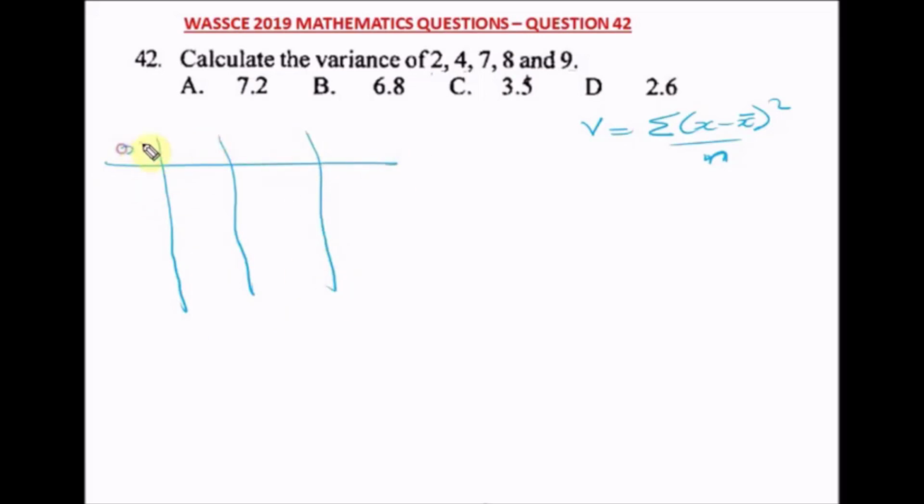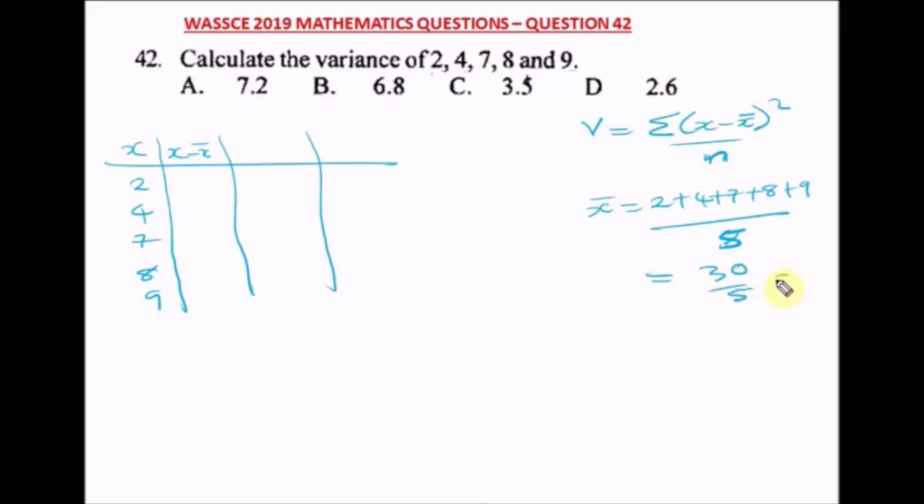All right, where we have our x has 2, 4, 7, 8, 9, and x minus x bar. We have to find our mean. To find our mean is what? 2 plus 4 plus 7 plus 8 plus 9 divided by the total. The total frequency of these numbers is what? 5 total numbers. And what would that give us? 30 divided by 5, which is equal to 6. So our mean is 6.